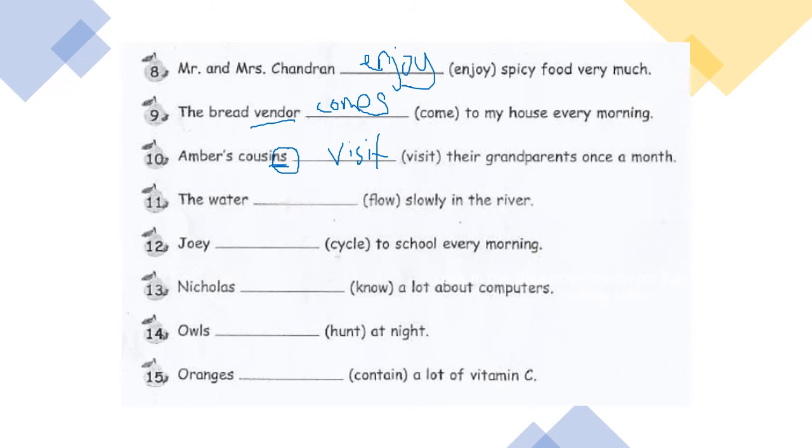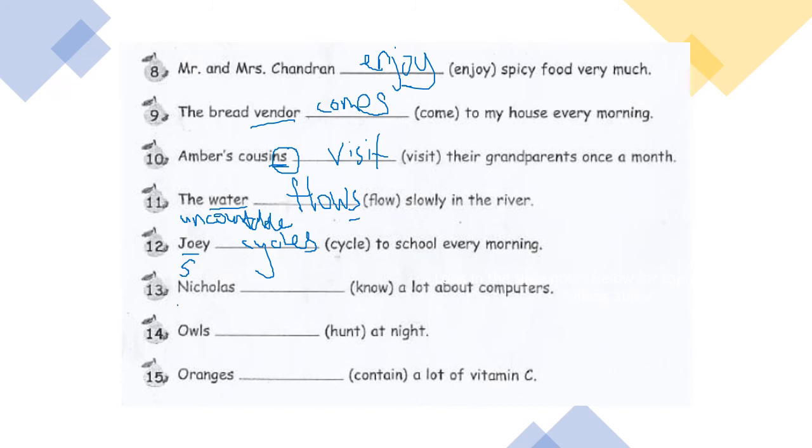So the water, uncountable. Uncountable, we use the singular form, add an S. So the water flows slowly in the river. Next, Joey, again, singular. Joey cycles to school every morning.